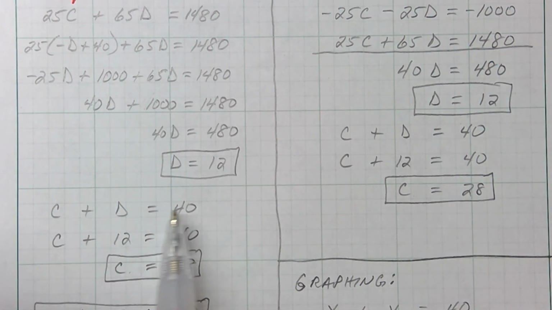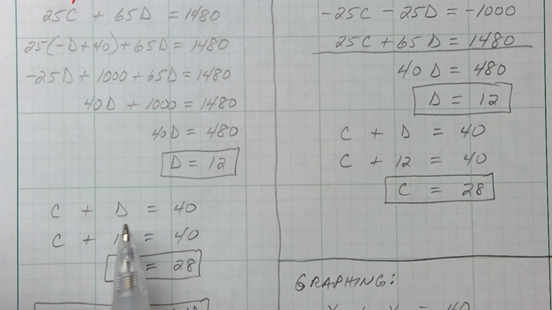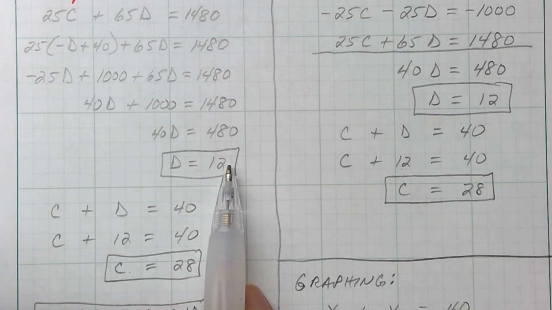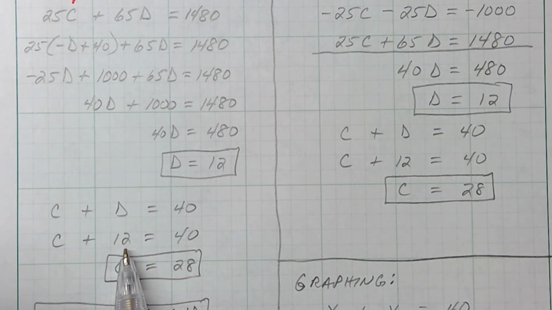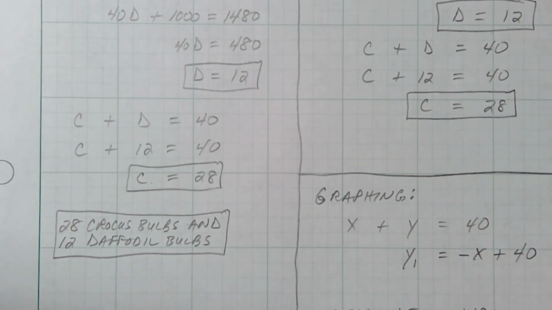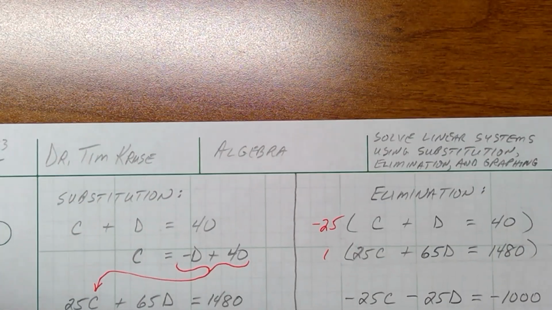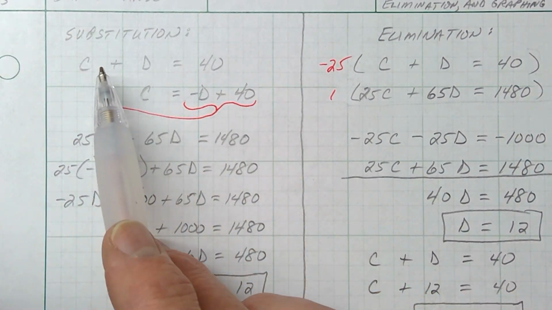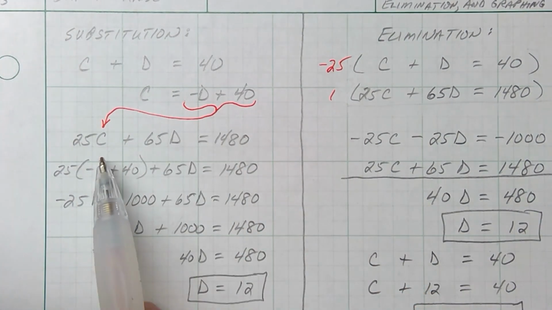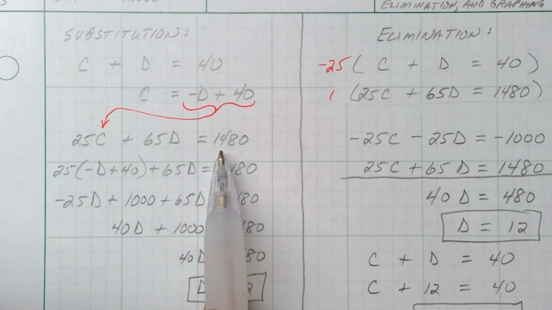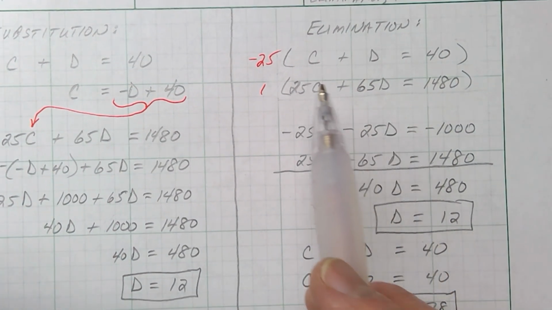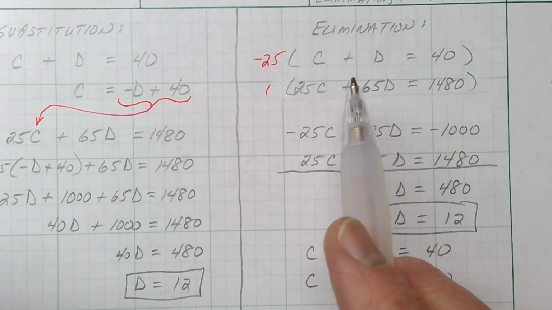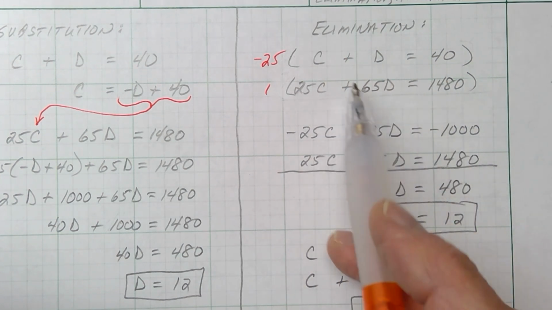To find C, just go grab either one of your beginning equations, whichever looks easier. I grabbed this one. I'm going to replace D with 12. Minus 12 gives us C is 28. So 28 crocus bulbs and 12 daffodil bulbs. And make sure you plug those into both of your equations. So plug them in here, make sure it equals 40, and plug it in here and make sure it equals 1480.